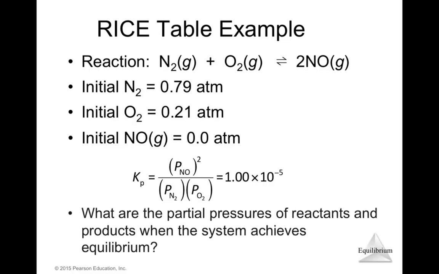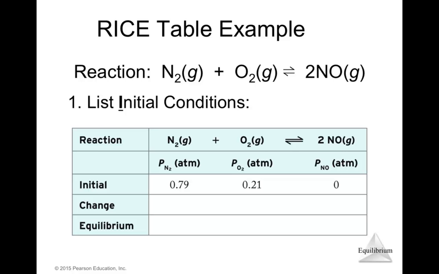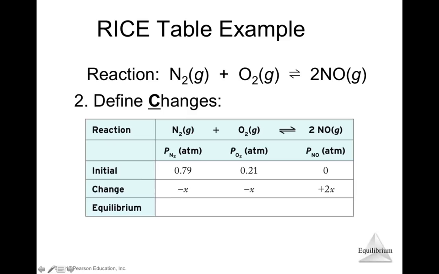So that means that we can find the partial pressures of reactants and products when the system achieves equilibrium. We can create the table that we used before. The reaction is here on the top: Initial, Change, Equilibrium. At the initial point we have 0.79 atmosphere for nitrogen, 0.21 for oxygen, and no pressure for NO. The second part is basically the change, and we don't know what the change is. When we don't know a specific value, most of the time we use a variable. So in this case, we're going to use x as the variable because we don't know what the change is.